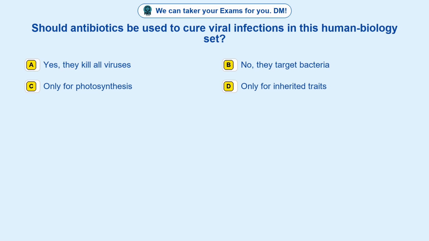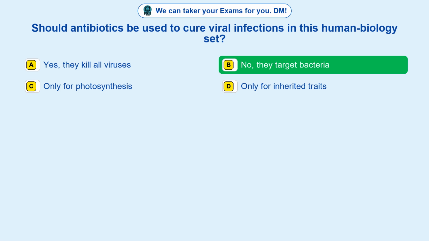Question 13. Should antibiotics be used to cure viral infections in this human biology set? Option A. Yes, they kill all viruses. Option B. No, they target bacteria. Option C. Only for photosynthesis. Option D. Only for inherited traits. The correct answer is option B.